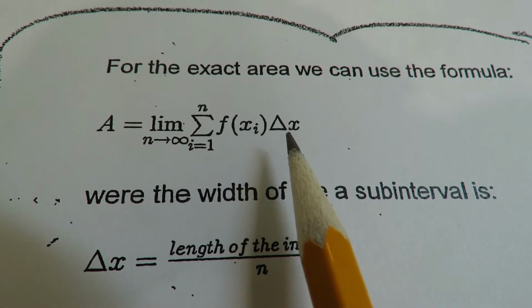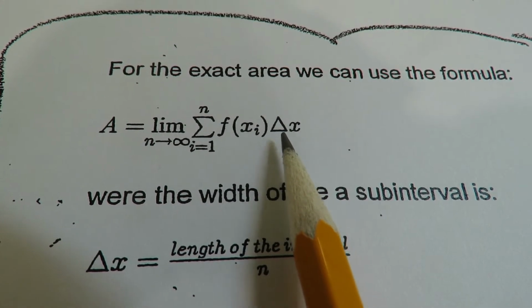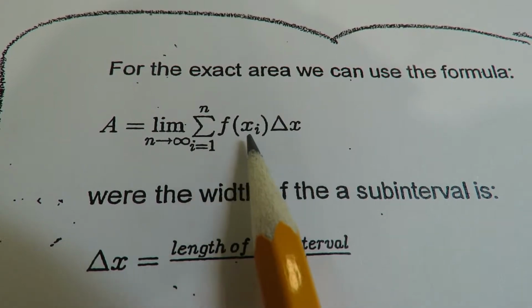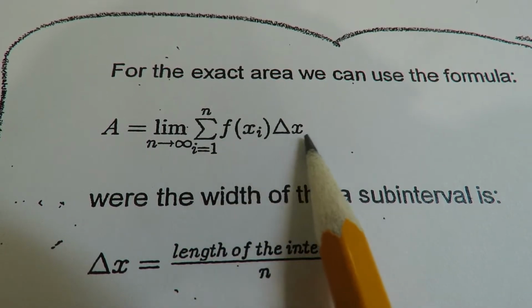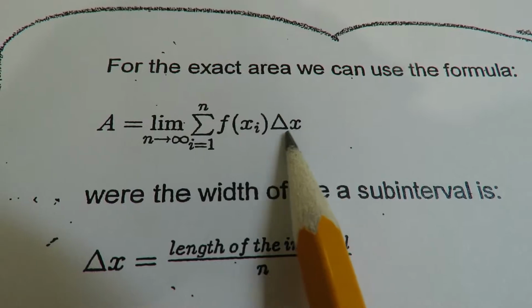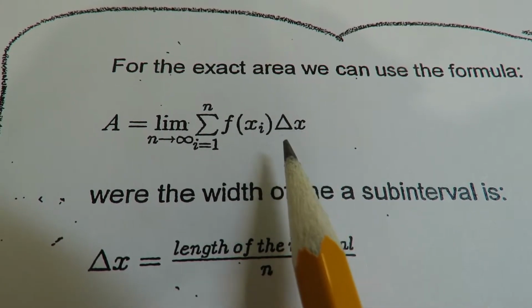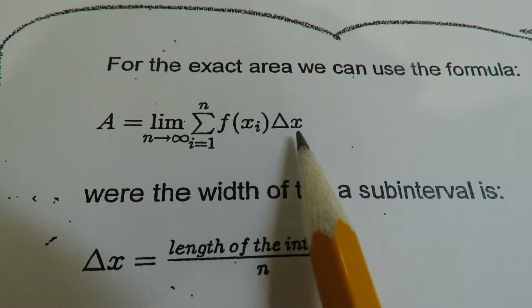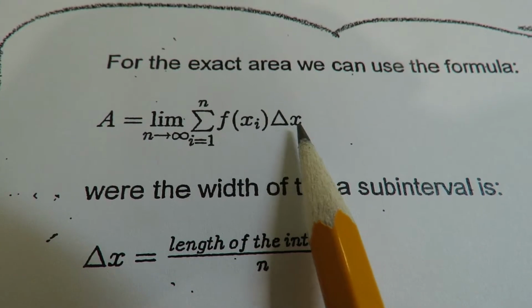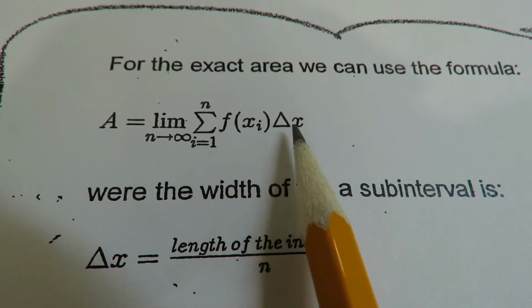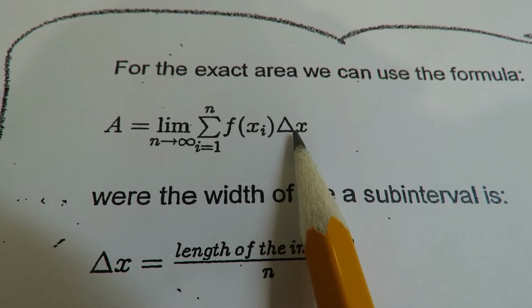This right here is the width of a rectangle. So maybe let me back up a minute. This right here is the area of a rectangle. This is the width of it, this is the height of it. Base times height, or length times width. So this is the area of one rectangle.